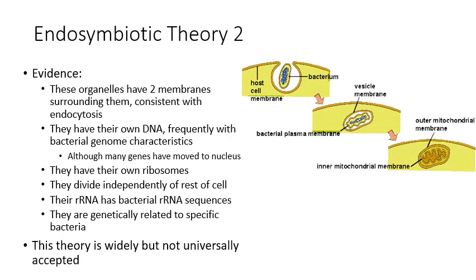So if there's no actual relationship between mitochondria and proteobacteria and between chloroplasts and cyanobacteria, then it's really difficult to understand why they would have the same genetic sequences. So this theory is very widely accepted, but it's not universally accepted. There are some people who don't believe that this is what occurred.